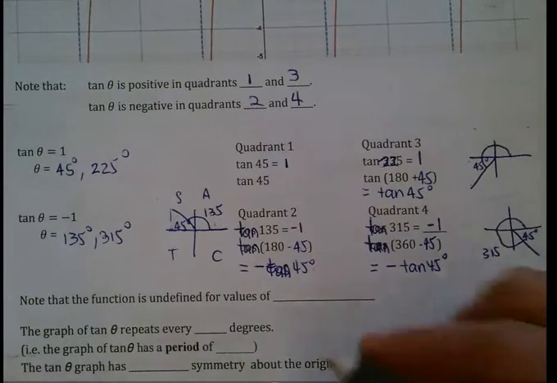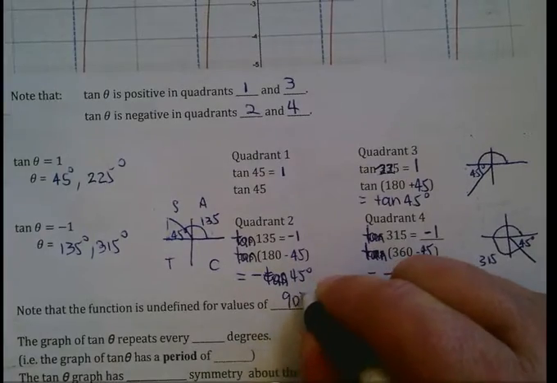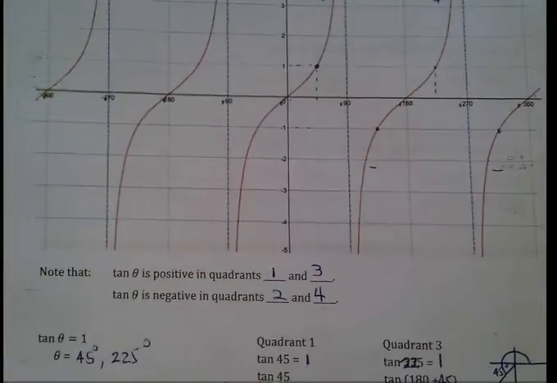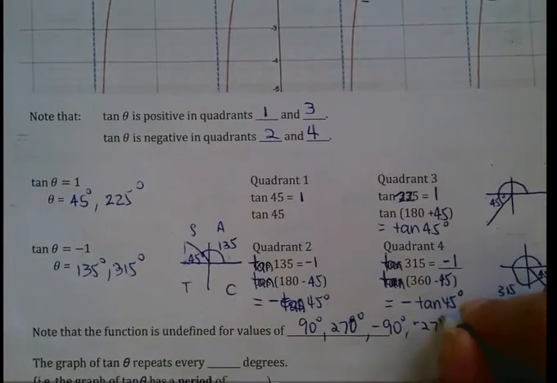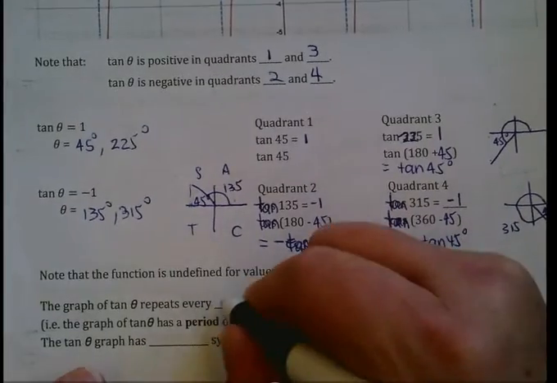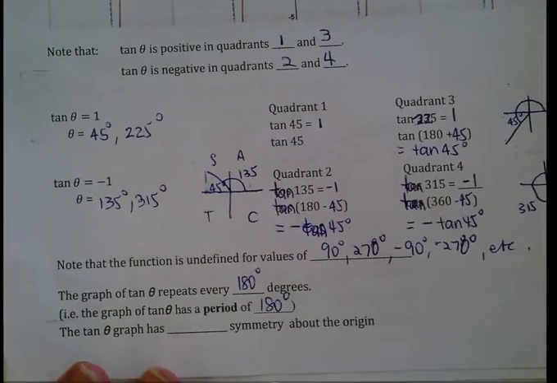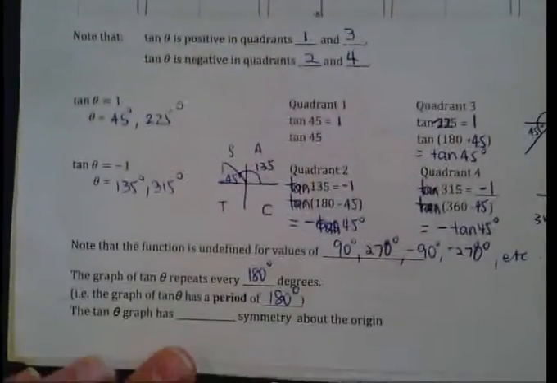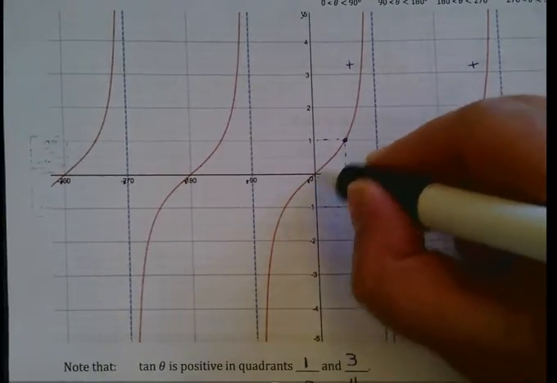So note that the function is undefined for values of what? Go. 90, 270. If I want to do the negative ones, what are the negative ones as well? Negative 90 and negative 270, etc. The graph of tan theta repeats every 180 degrees. So we say that the graph has a period of 180 degrees. And what sort of symmetry does it have? Line or point symmetry? It has point symmetry about the origin. So it's symmetrical about the origin.